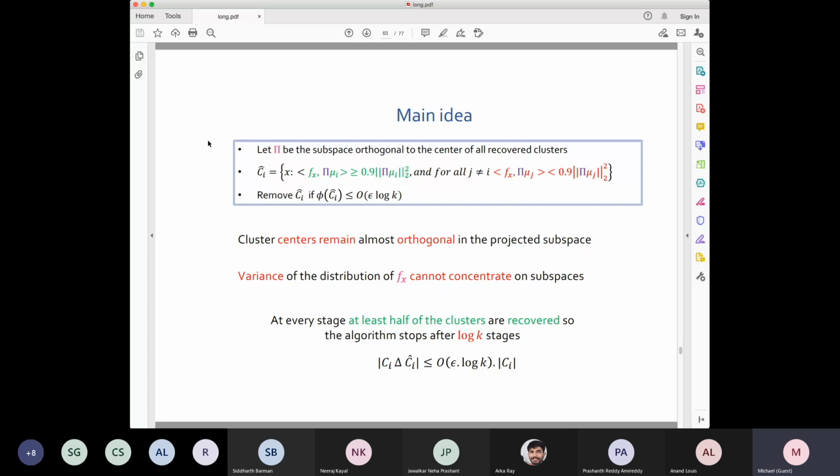And the main idea is that while in general the original distribution of points around cluster centers may not be as concentrated as we would like, these deviations cannot concentrate on low-dimensional subspaces, which is why this process of peeling over a logarithmic number of steps succeeds in recovering every cluster, as opposed to a good fraction of clusters.